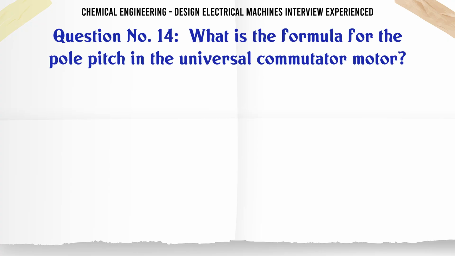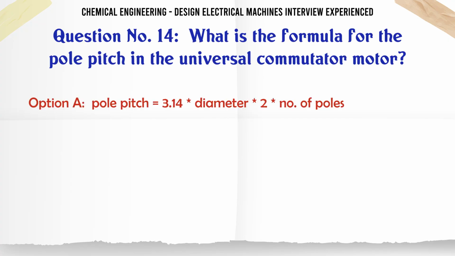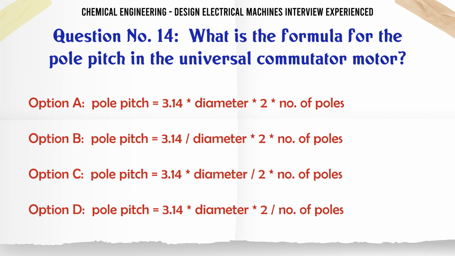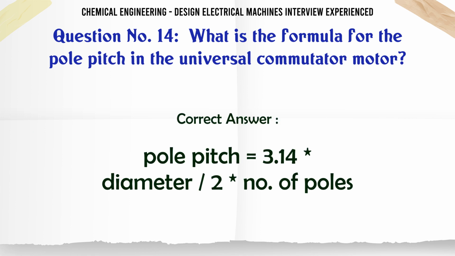What is the formula for the pole pitch in the universal commutator motor? A. Pole pitch 3.14 diameter to number of poles. The correct answer is pole pitch 3.14 diameter to number of poles.